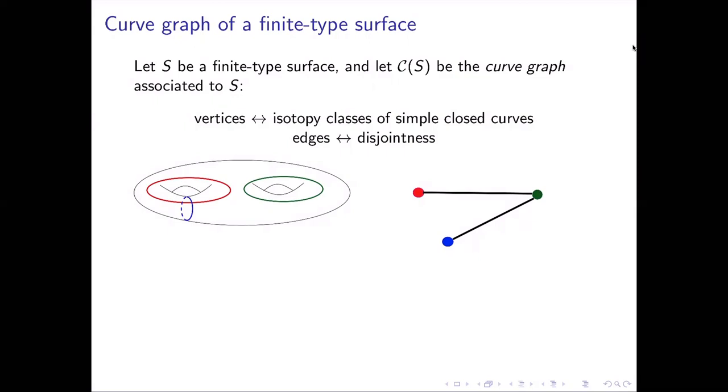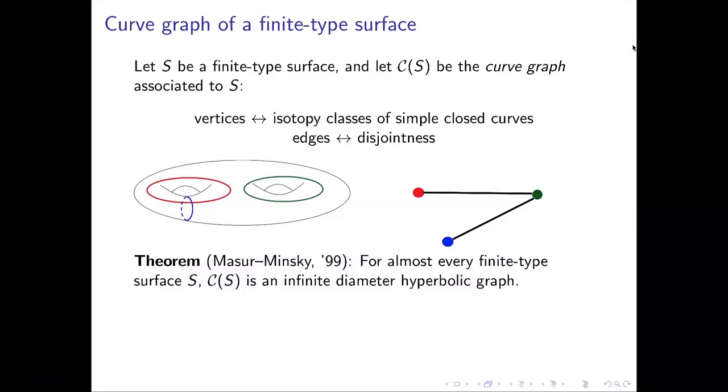The red and green curves here are disjoint, so they're connected by an edge in this graph. Similarly, the blue and the green curves are disjoint, so they're connected by an edge, but the red and the blue intersect, so they're not. And I want to emphasize that this is just a small piece of the curve graph. The curve graph is going to be an infinite valent graph and quite complicated.